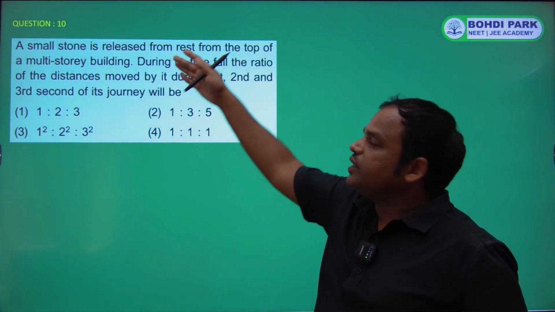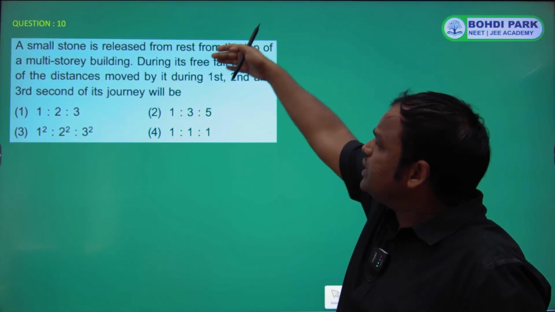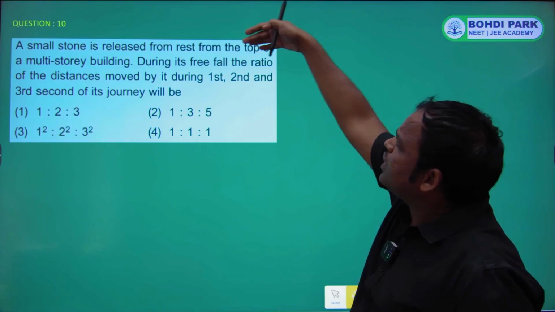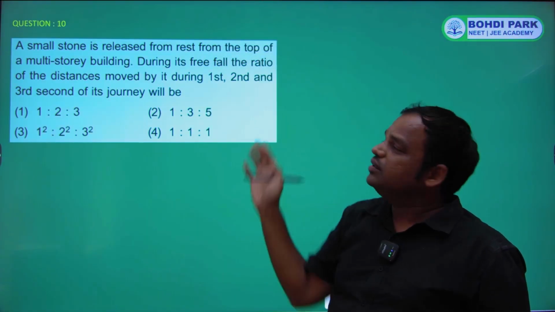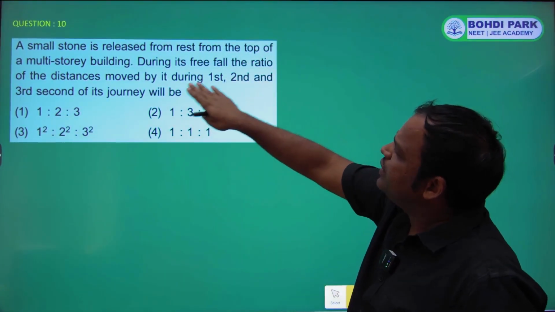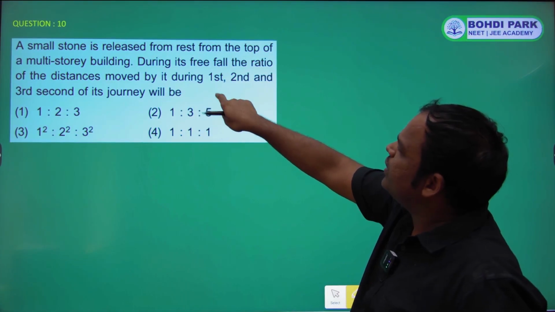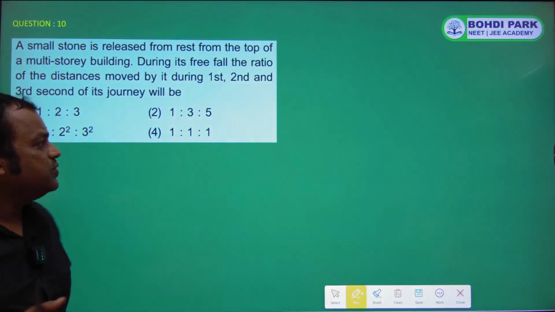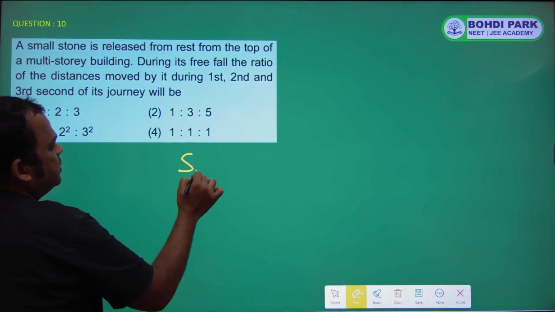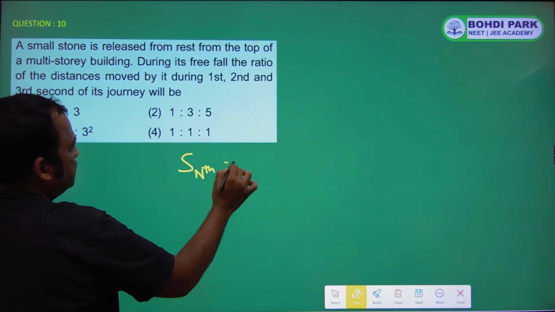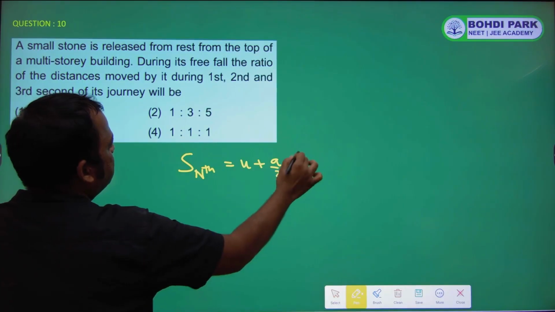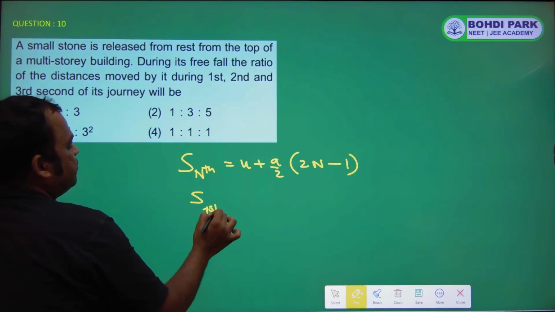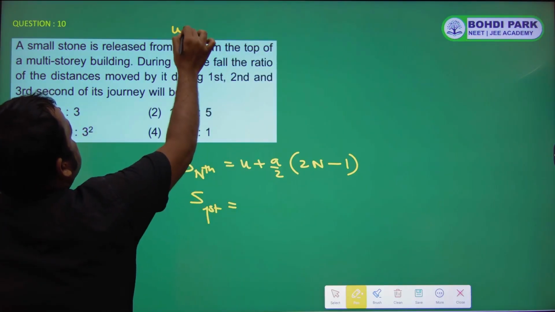Look at the 10th question. A small stone is released from rest, so initial velocity 0, from the top of a multi-story building. During its free fall, find the ratio of distances moved by it during the first, second and third second. So we can use the Snth formula to solve this question. Snth is u plus a by 2 into 2n minus 1. So displacement in the first second, now u is 0, it is released from rest.